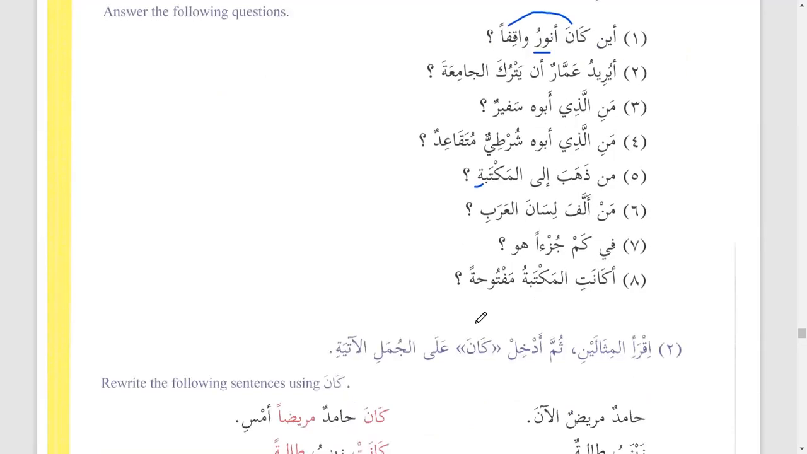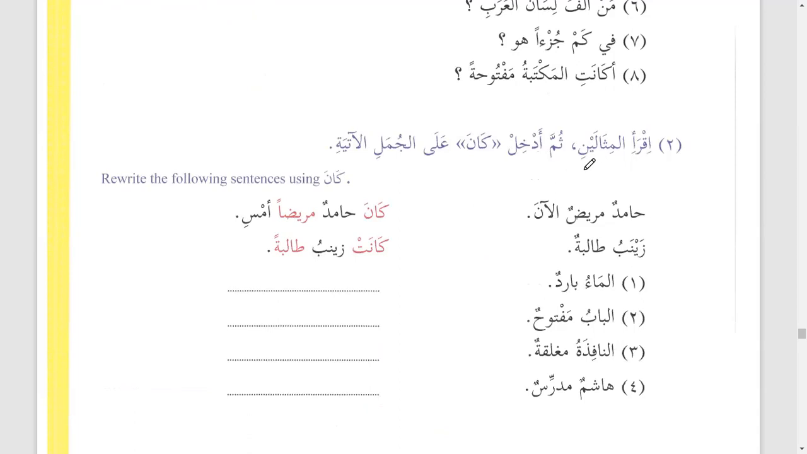Fi kam juz'an huwa? How many parts does it have? هو معجم كبير في 20. We have discussed the numbers many times. After fi it will be una ina. So whenever a noun has the sound of una, it will be ina. Huwa fi 20 juz'an. It has 20 parts. أكانت المكتبة مفتوحة؟ Was the library open? لا كانت مغلقة. It was closed.